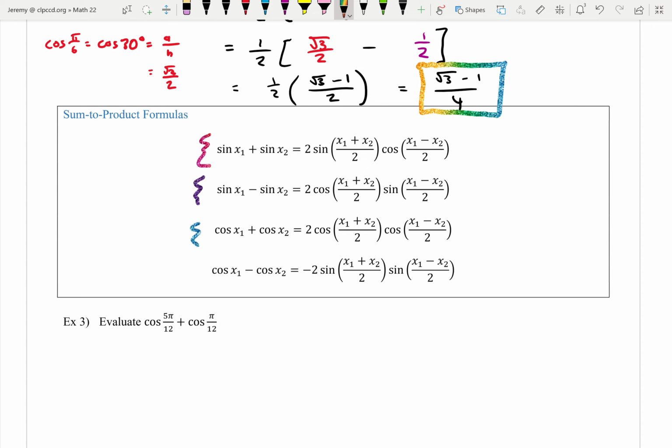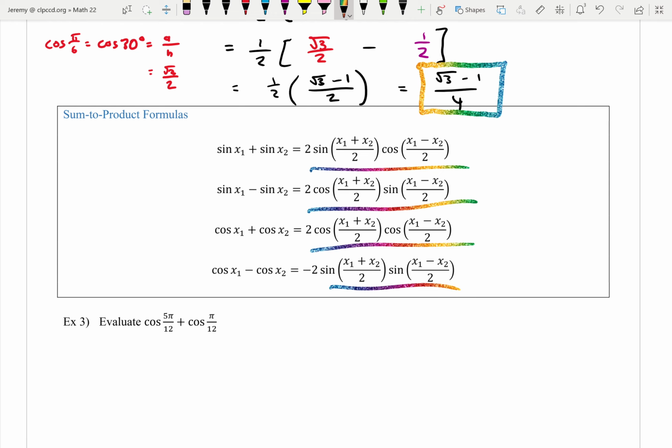So here they are, sum and difference of two sines: sine of x1 plus sine of x2, sine of x1 minus sine of x2. Same formulas for cosine. And here are the formulas over here. All right.